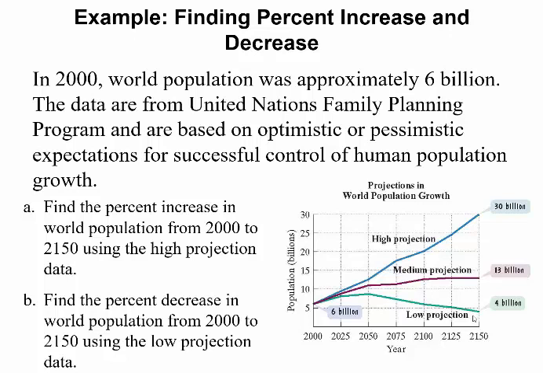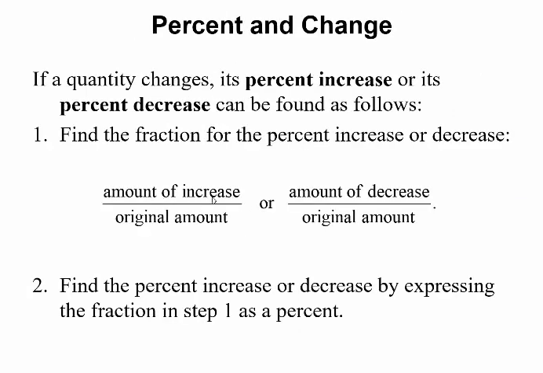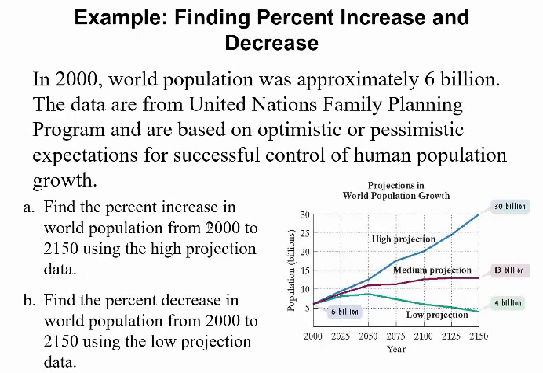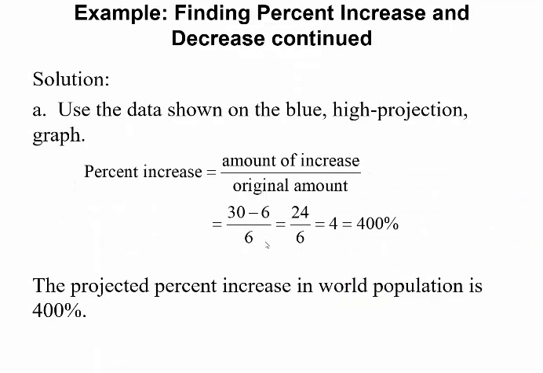Okay, so let's find the percent increase. So remember, percent increase in world population from 2000 to 2150 using the high projection data. And then the second one, let's find the percent decrease in world population from 2000 to 2150 using the low projection of the data. Okay, so remember in 2000, 6 billion, 2150, 30 billion for the high one. And for the low one, 6 billion, and then it decreases to 4 billion. Okay, so let's find that percent increase. So use the data shown on the blue high projection graph.